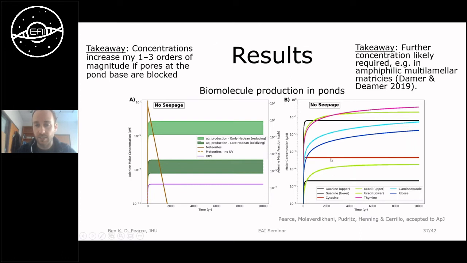Guanine and cytosine reach steady state relatively quickly, but uracil and thymine have very low hydrolysis rates, so they actually can increase to higher concentrations, up to the micromolar concentrations here after about 10,000 years. So we found this interesting.